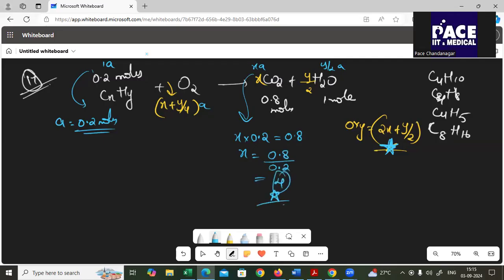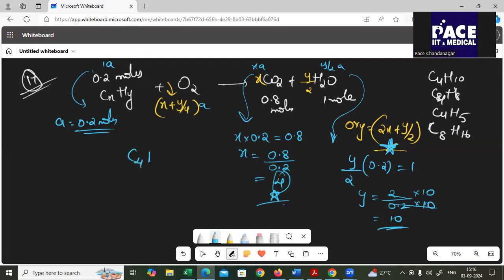Three options I have already. Then this is my y by 2 times a. So y by 2 times a is 0.2, is my 1 mole. So y is equal to 2 by 0.2. Right, 0.2, I would write it as 2 into 10 over 10, so this is 10. So this is my C4H10. That's my answer. This is nothing related to your this part.